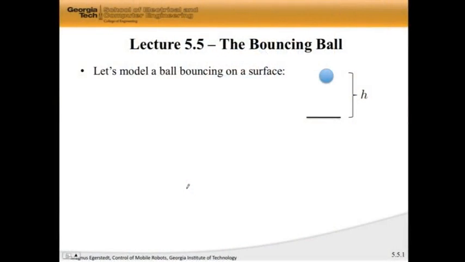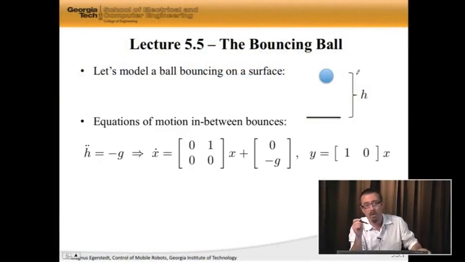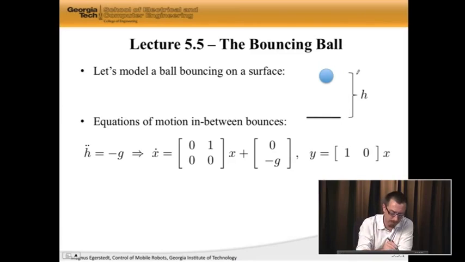So here's the setup. I have a ball. It's h above the ground. Now, what happens in between the bounces? Well, Newton tells me that force is mass times acceleration. Right? And the acceleration is, in fact, negative g, where g is the gravitational constant.